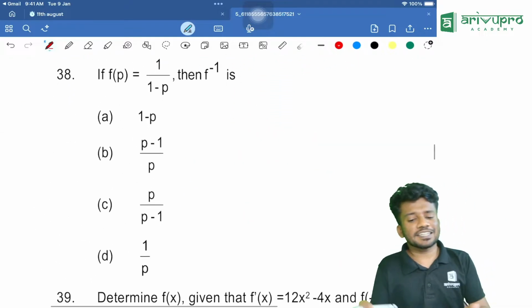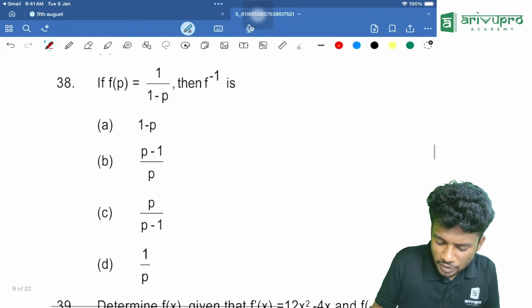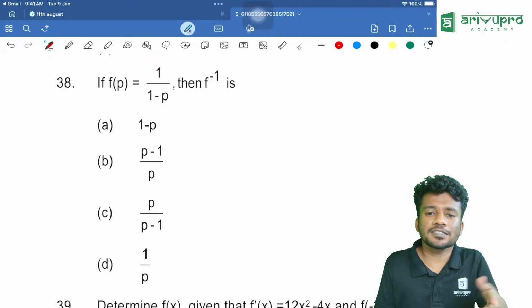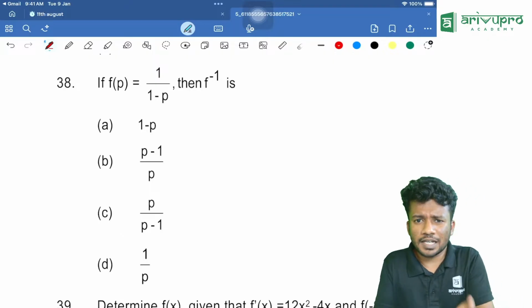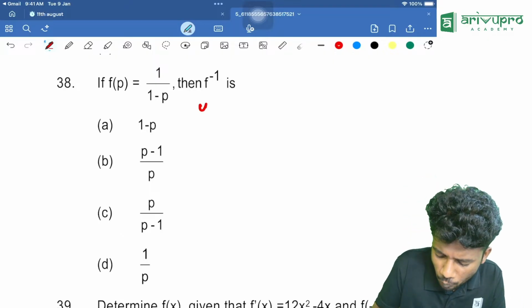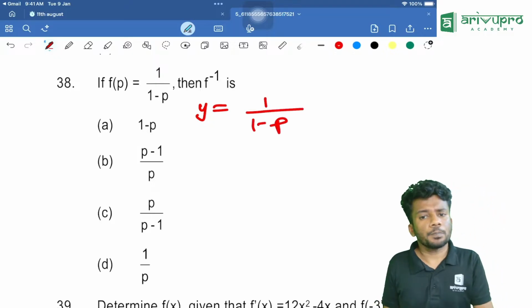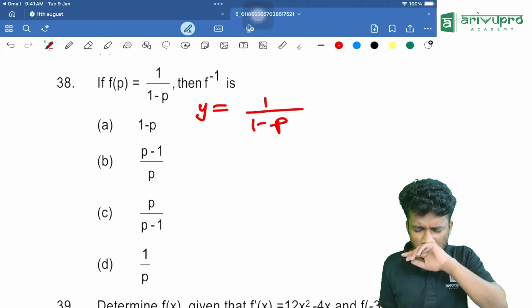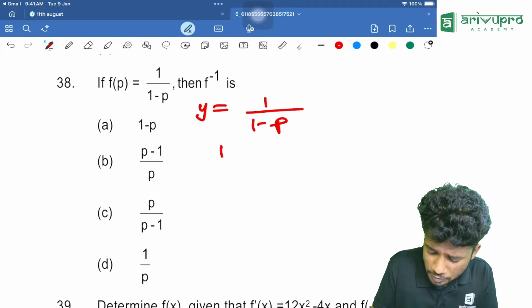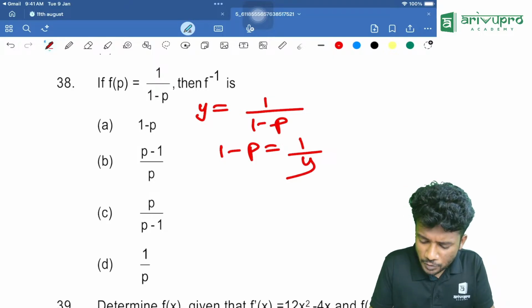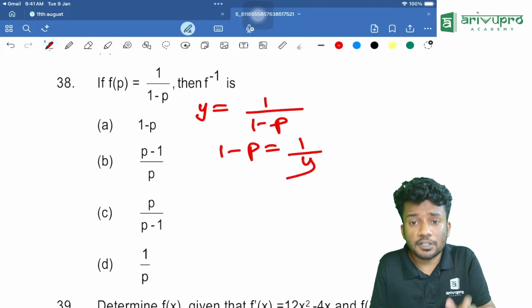Next one, we need to find the inverse. Easy method. So how to find this? Here they have given P. Usually we solve questions based on X and Y, but no worries, you can directly substitute as Y itself. So Y is equal to what? 1 divided by 1 minus P. That is the way. Then you can cross multiply. 1 minus P is equal to 1 by Y. From this you are going to find the value of P.